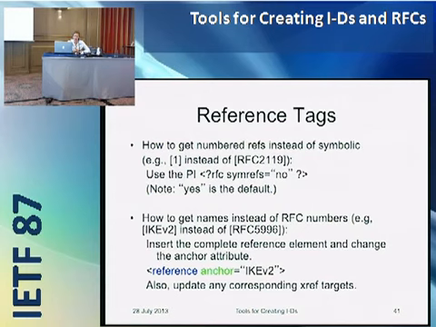How to get names instead of RFC numbers, like the example that we looked at earlier with nroff edit, IKEv2 instead of the RFC number: you would have to insert the complete reference element and then change the anchor attribute. So reference anchor="IKEv2". And then you would have to update any corresponding xref targets that are in the body of the document. So this is a bit more involved to give it a special label than in nroff. It's a little easier, although you'd still have to update every time you mention it in text.